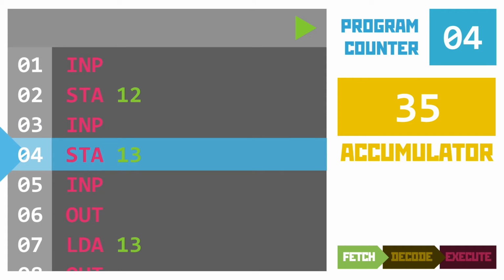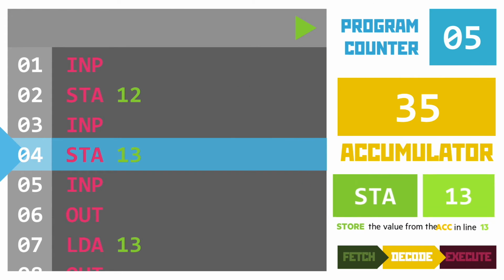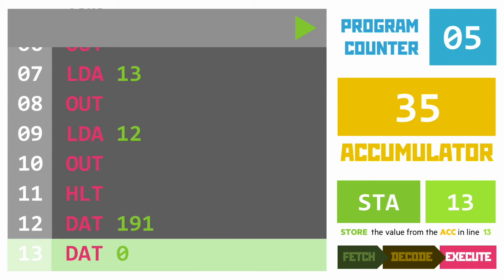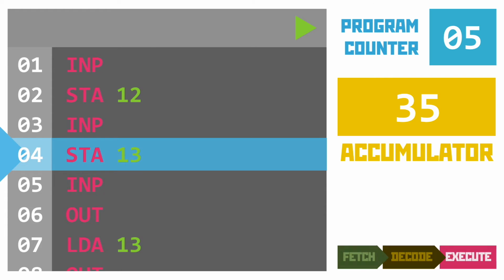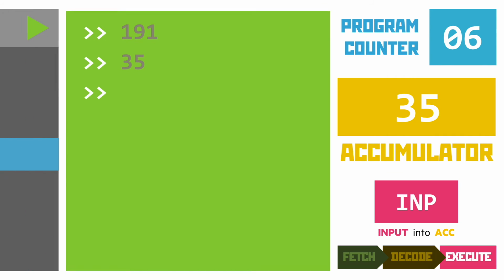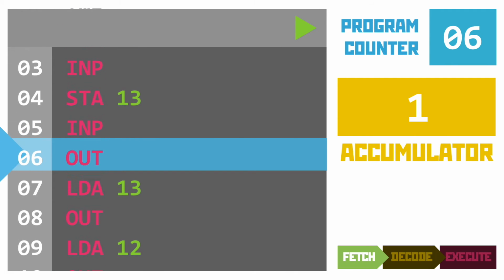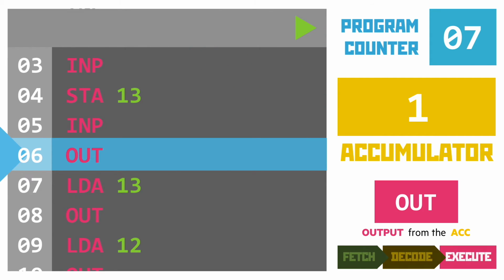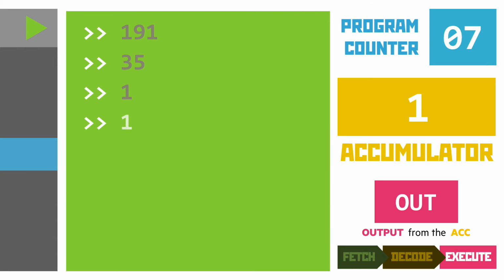Line 4 next, and another store instruction. This time, it's asking us to store the value of the accumulator in memory location 13. Line 13, essentially. You'll see that line 13 has a DAT value, the opcode that just means this is data, and currently stores the value 0. Well, that 35 that's sitting in the accumulator is getting copied into that DAT value on line 13. Line 5 is another input command, just the number 1 entered by the user, so that's what gets put into the accumulator. And line 6 is another familiar instruction, the mnemonic OUT, that outputs the value of the accumulator to the screen. So when we get to the execute phase of the cycle, the number 1 is output to the user.